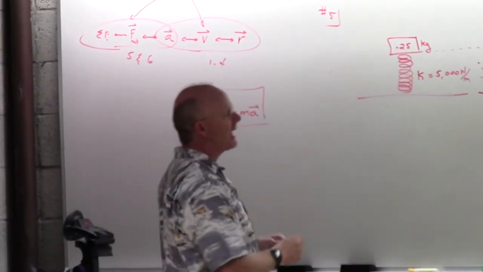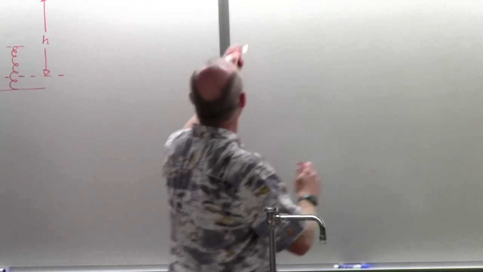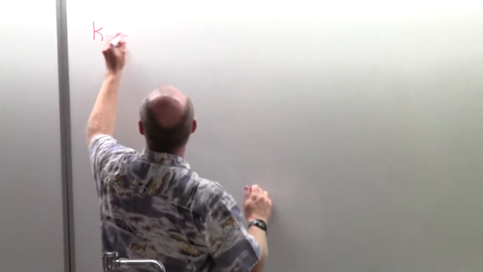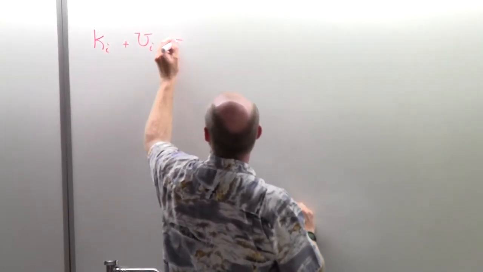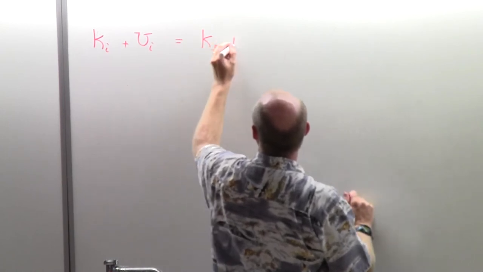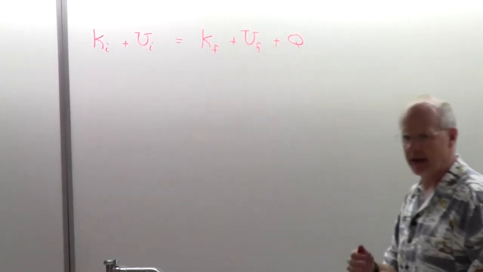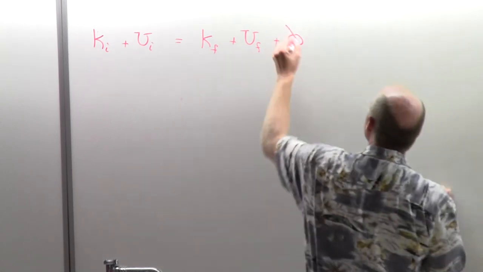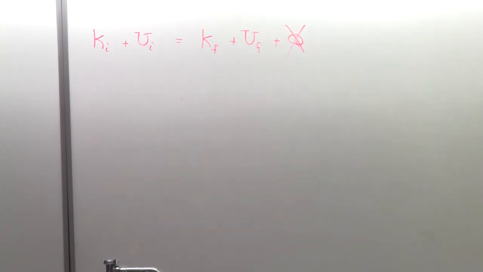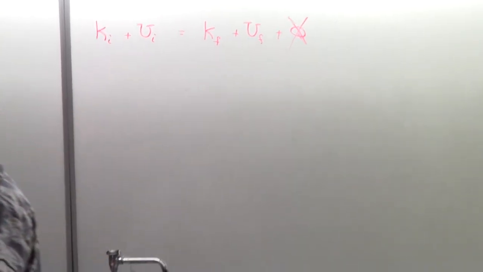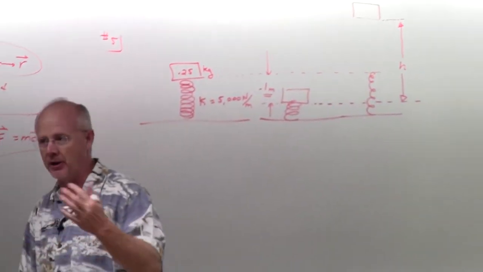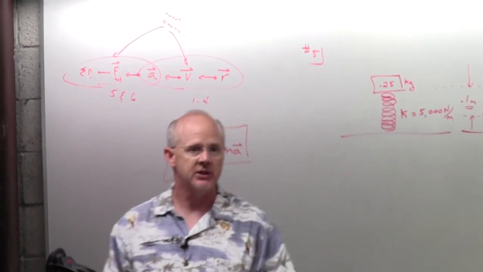Okay, so coming back to this problem, I am going to put energy on here, and I'll put initial and final, and then any heat. But again, we still don't have any heat. There's no friction involved there. So let me just cross that term off. We haven't seen that one quite yet. This one is pretty much identical to the pinball one. It's got kinetic energy, spring potential energy, gravitational potential energy.